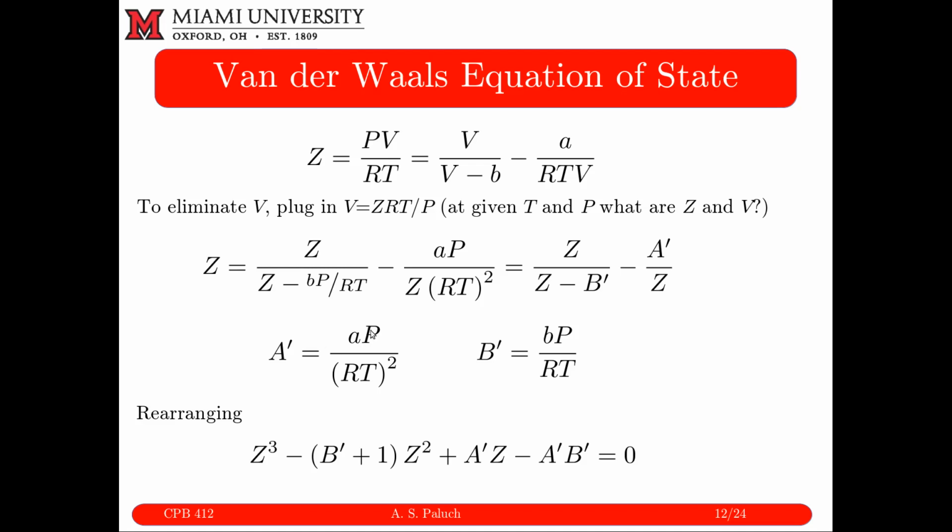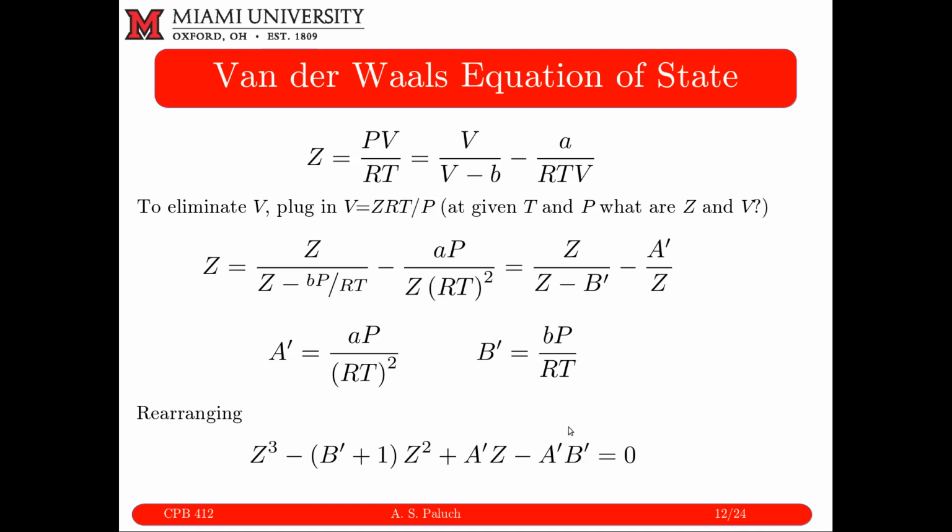Okay, so remember, a in the van der Waals equation of state is our attractive term. That's going to correspond to our interaction energy. b corresponds to our excluded volume term. So I have a times P over RT squared and b times P over RT. Okay, and then finally, with some elbow grease rearranging, I can cast this expression in the following form.